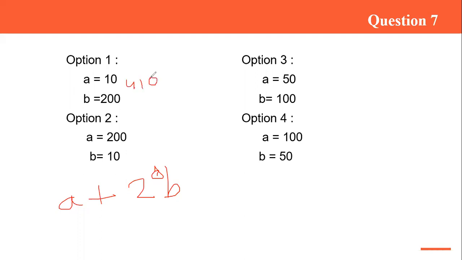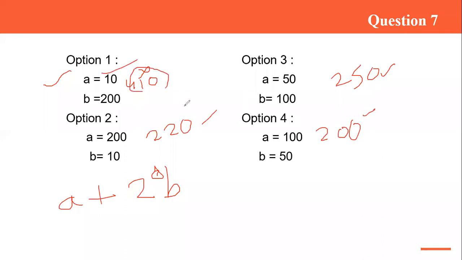Can you represent 410 in 8 bits? No, it's not. So the answer is this; we cannot represent it. But just cross-check the remaining ones also. 50 plus 100 into 2 is 250. Can we represent 250 in 8 bits? Yes. Like this one, 200 plus 10 into 2 is 220. Can we represent 220? Obviously, yes. This one, 100 plus 50 into 2 is 200. So we can represent all of these. The only thing we cannot represent is 410. Got it, everyone? I hope it's clear.